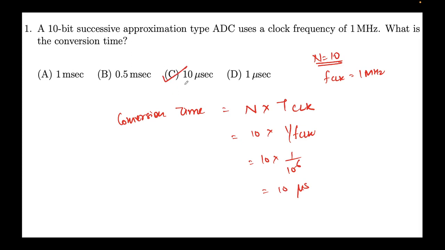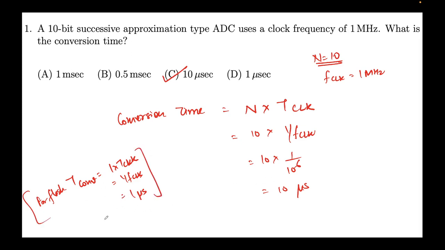Let's say, for the sake of discussion, this were implemented using flash. Remember, we need more comparators for flash. T conversion would be nothing but 1 times T clock. Remember, we have seen that everything happens in parallel. So in that case, it would be 1 over F clock, that is, sorry, not 10, but 1 microsecond. That would be 1 microsecond for flash.